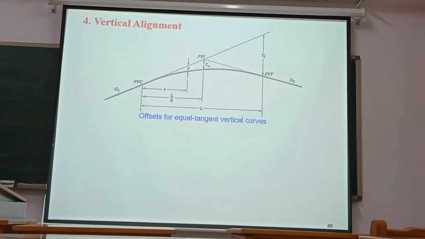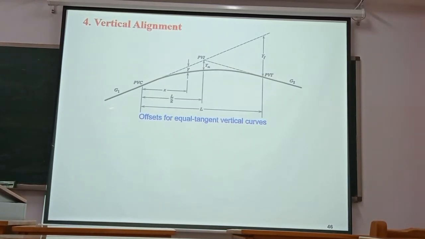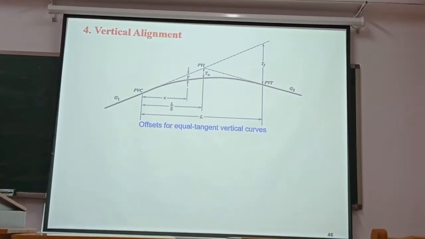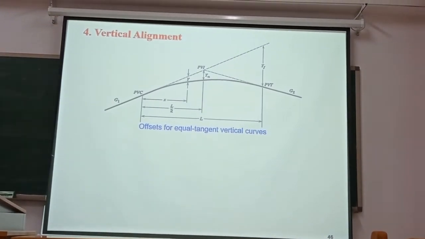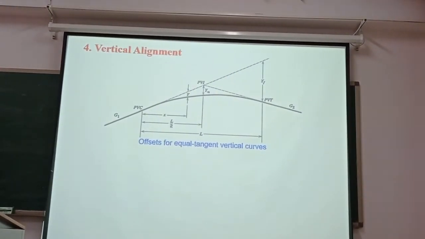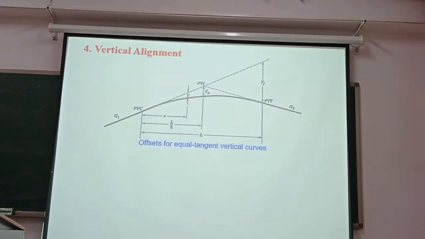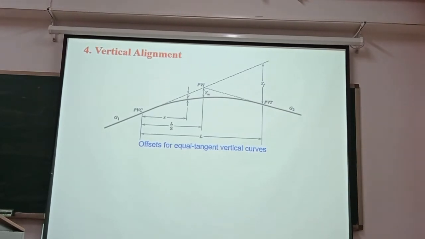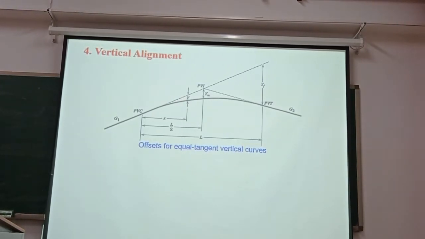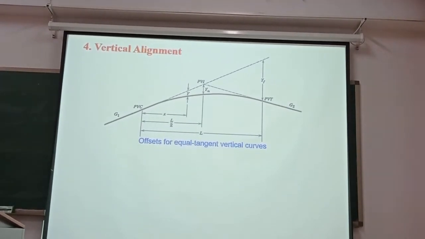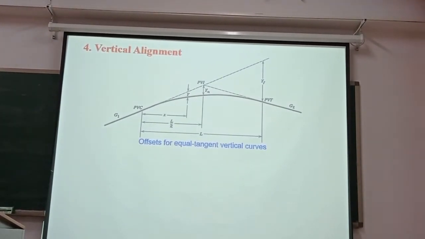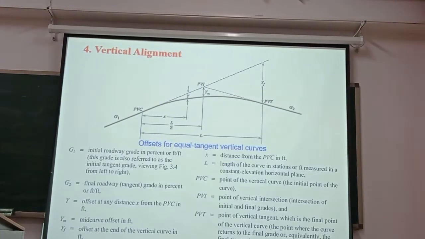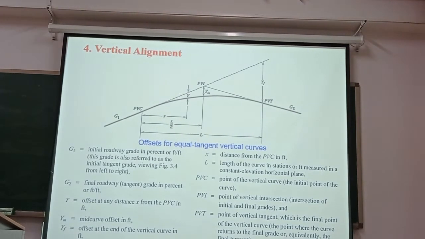Offsets for equal tangent vertical curves. How to calculate or compute? I should say that again. How to calculate y or ym? Okay. We have L2 and we have a bigger L. And we have X. But we should know what this means.